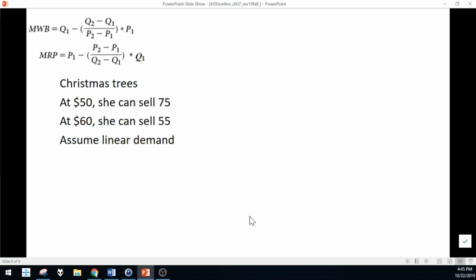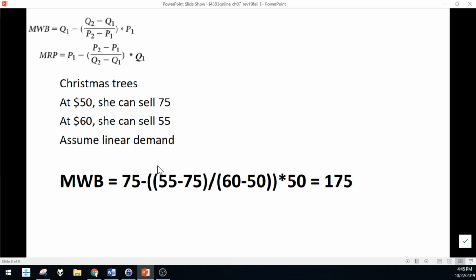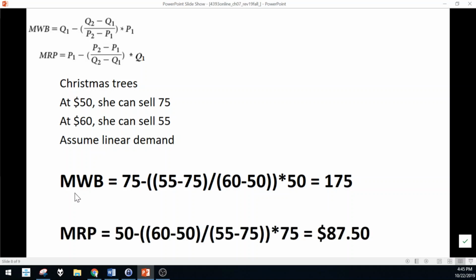Okay, so for maximum willingness to buy, we just use this formula right here. This is P1, this is Q1, this is P2, and this is Q2. You just plug everything in. You end up with maximum willing to buy at $0 of 175 trees. And then for maximum reservation price, again, plug the numbers in, and you will end up with $87.50. That's the maximum reservation price for a Christmas tree.